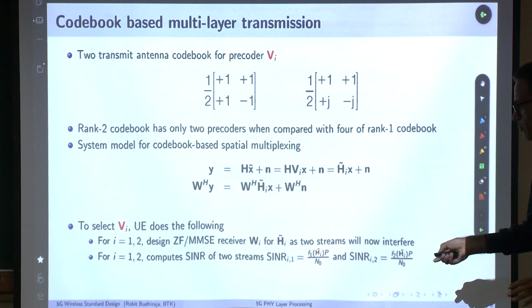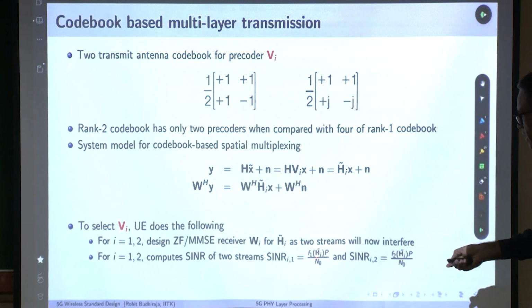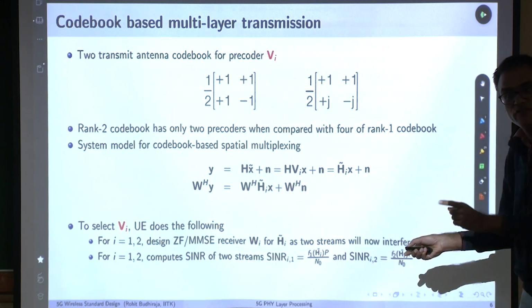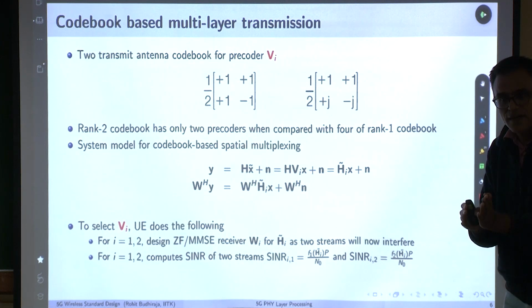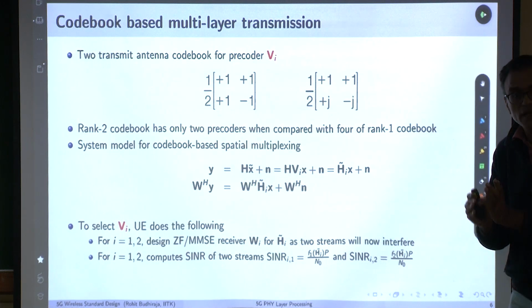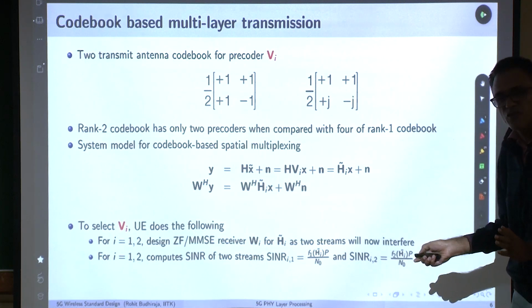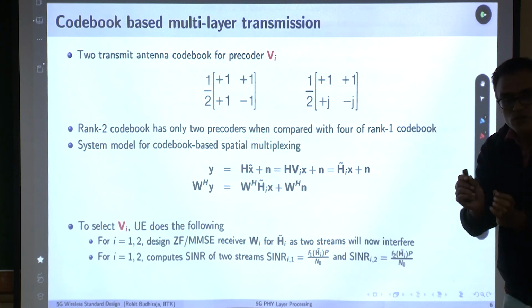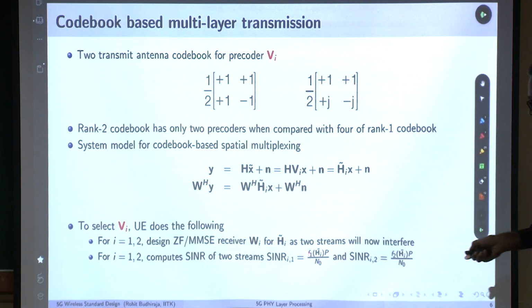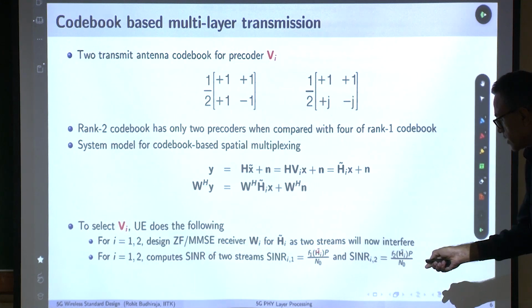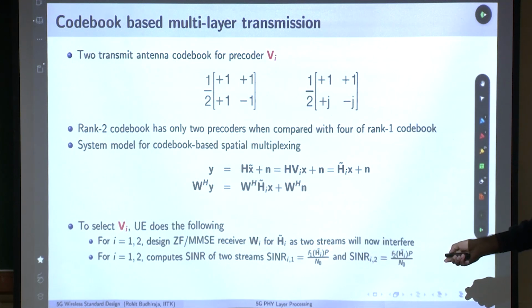We don't know what it will be, as it is based on the receiver design. If we do the SVD, what will come here? Singular values. You remember lambda 1 square P by N0, lambda 2 square P by N0. If it is zero forcing, those lambdas will be different, because you have done a different receiver design. So SINR is a function of the receiver design plus the precoder also, because you are looking at H tilde, H1 tilde, H2 tilde.